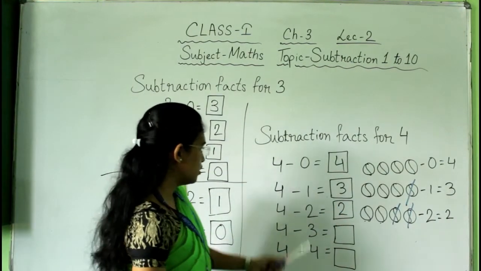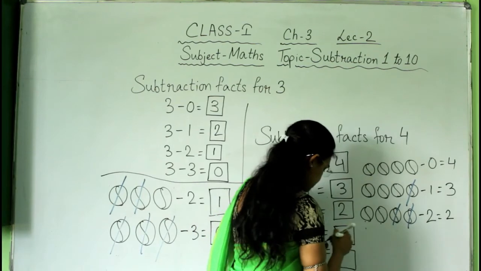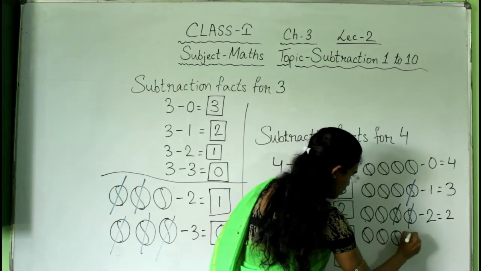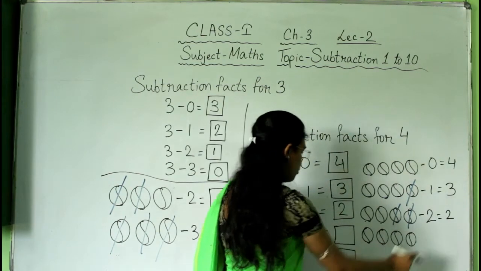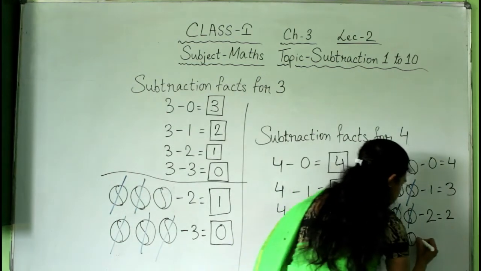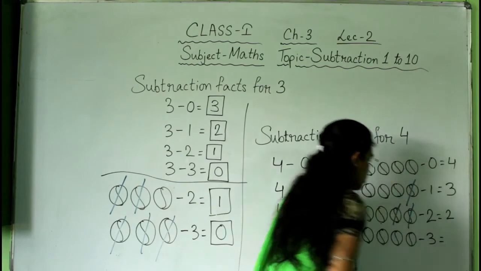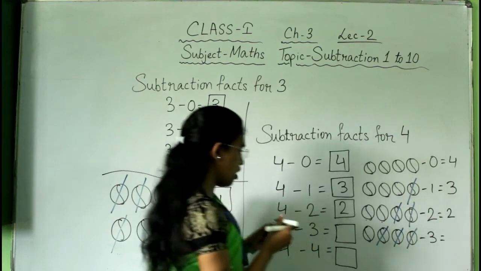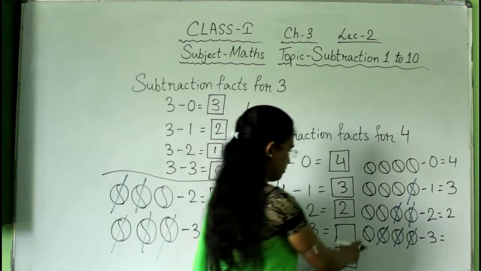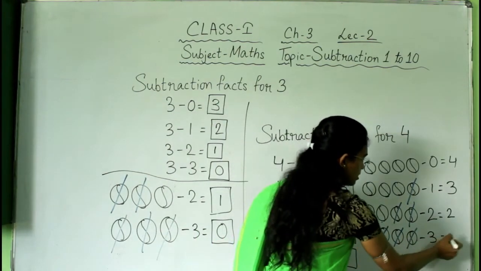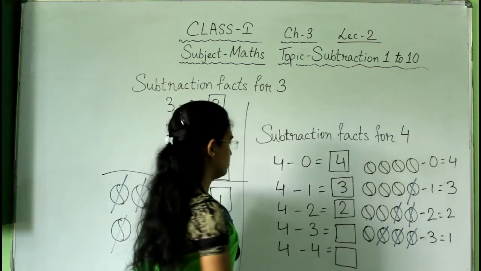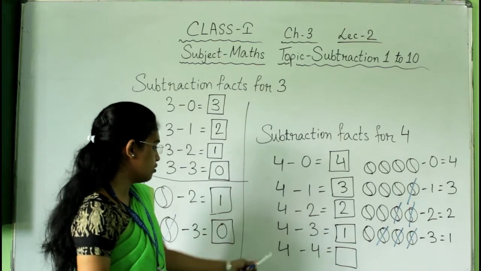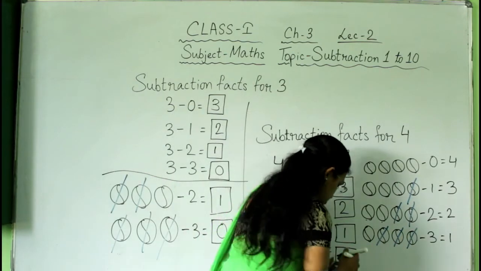Okay. Now you have 4 balls. 1, 2, 3, 4. And you have to give 3 balls to your brother. So you have given 3 balls. 1, 2, 3. So how many balls are left with you? 1. So 4 minus 3 equals 1. Now next is 4 minus 4.